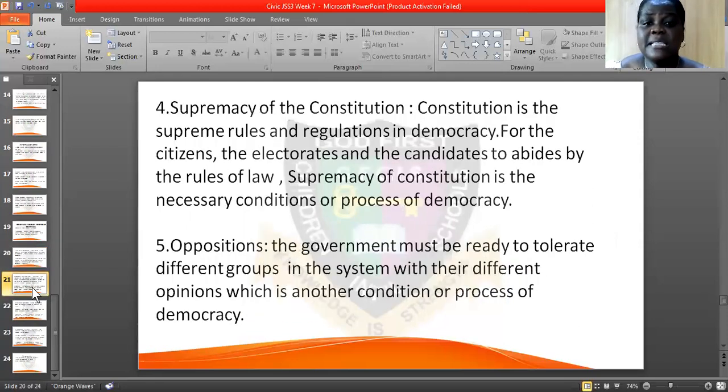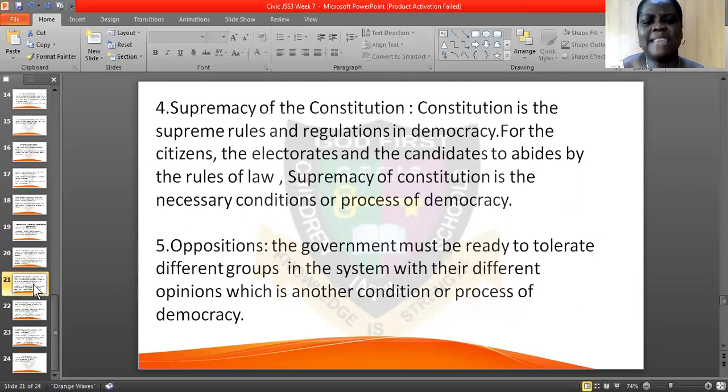And another one is the supremacy of the Constitution. The Constitution is the highest rule, the highest rules and regulations. So it is in democracy that this is displayed. No rule is above the constitution, and that is why we say supremacy of the constitution. It is only demonstrated in democratic processes.